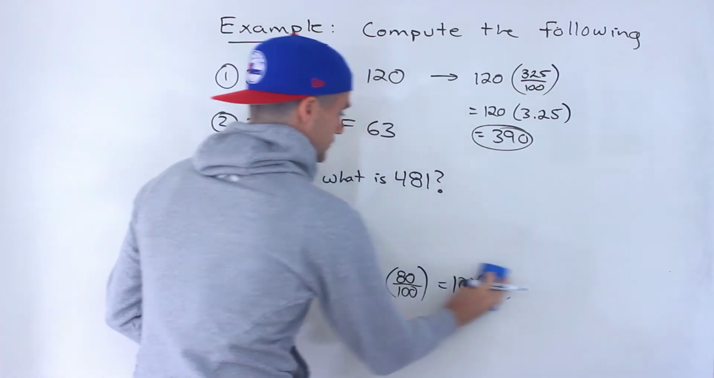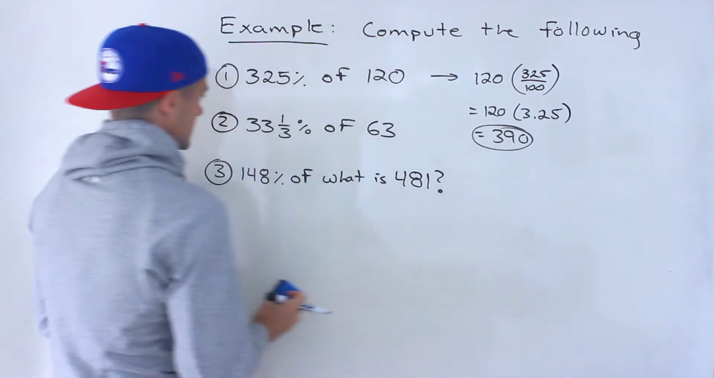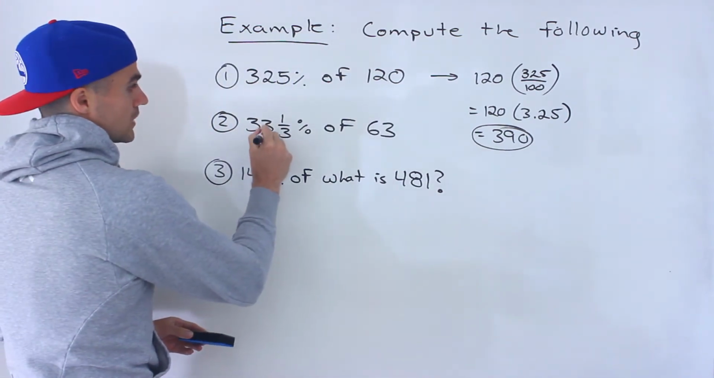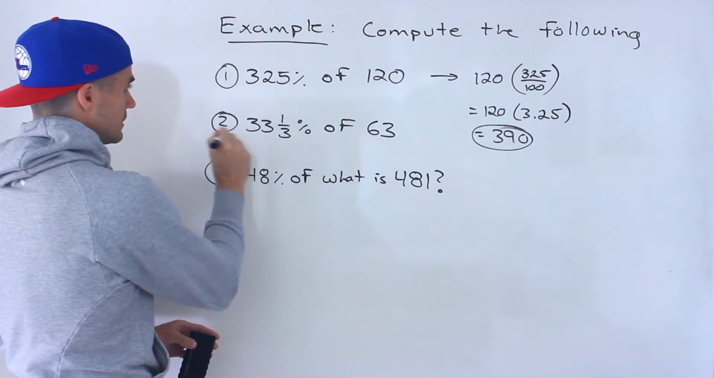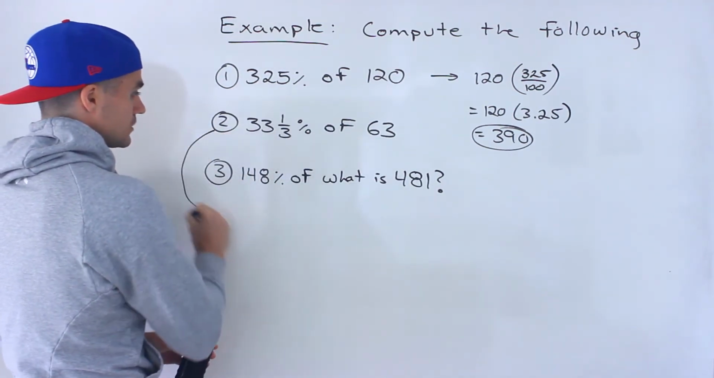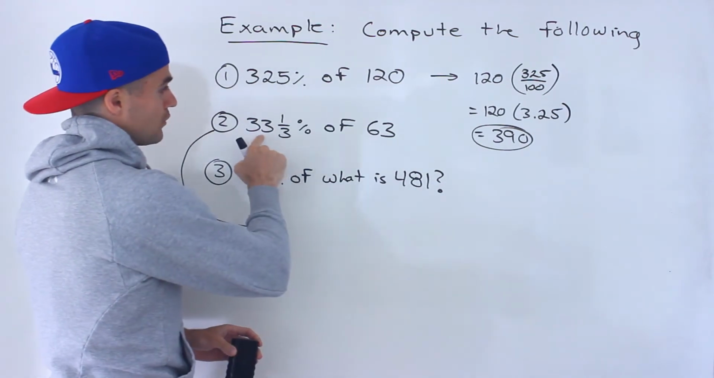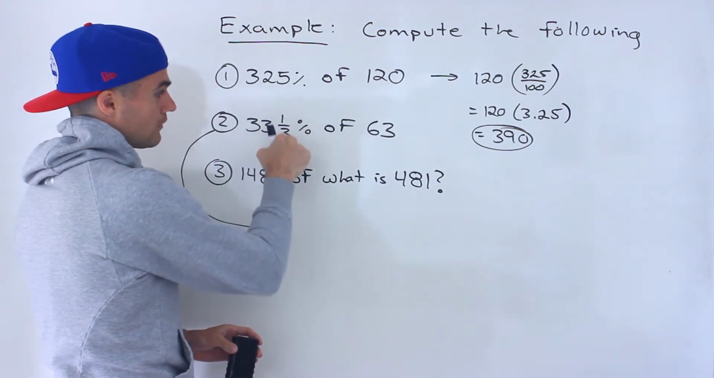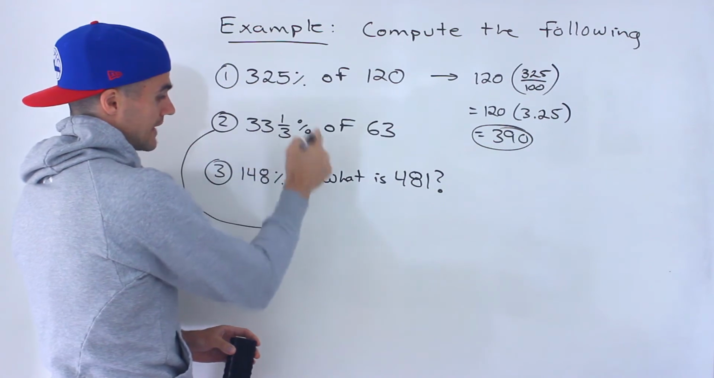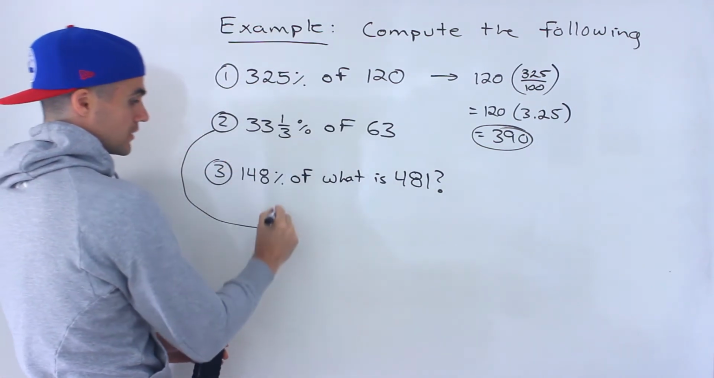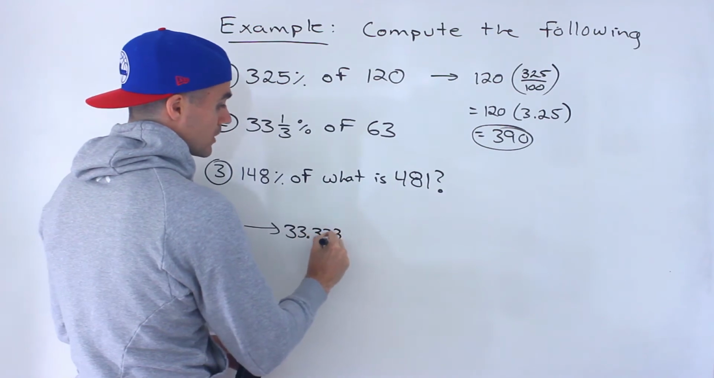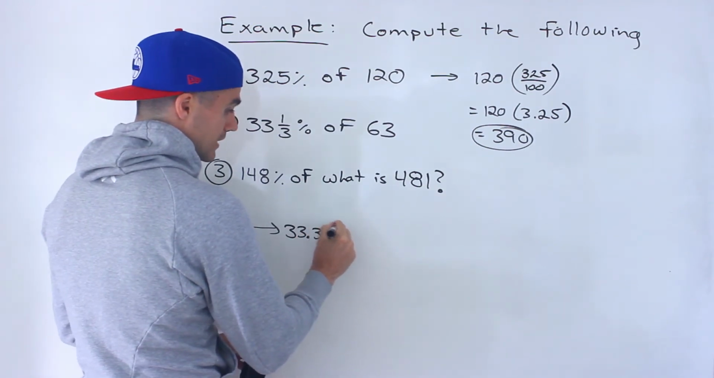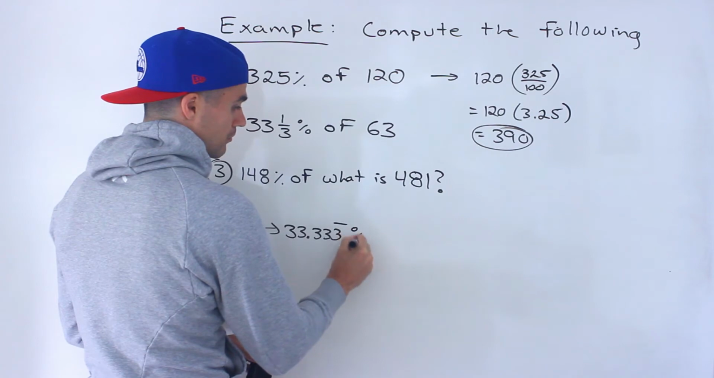And then number two is asking, what's 33 1/3% of 63? So this one's a little bit tricky. You have to be careful. 33 1/3, this 1/3 here, that's the decimal. So this we can rewrite as 33.333 repeating percent.